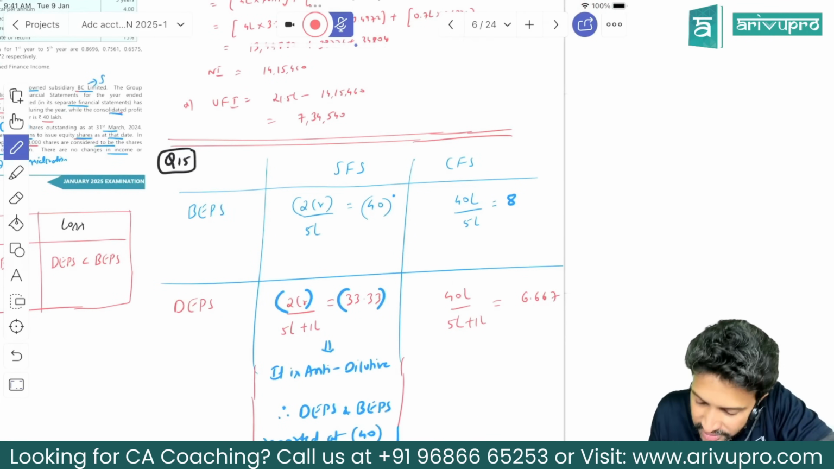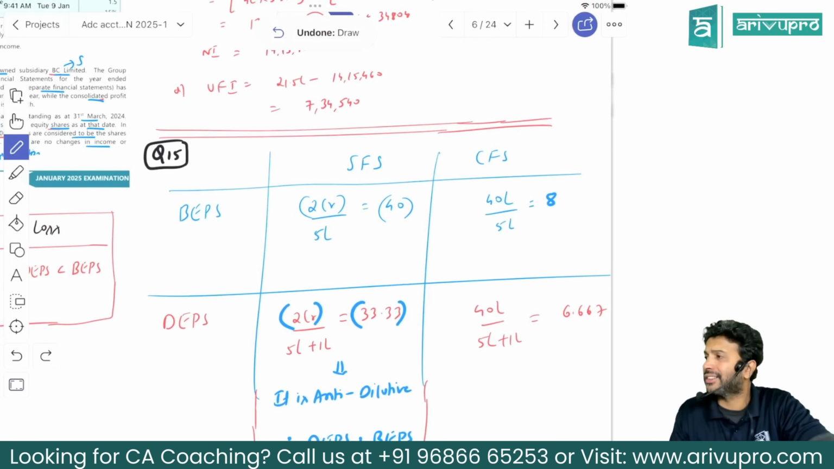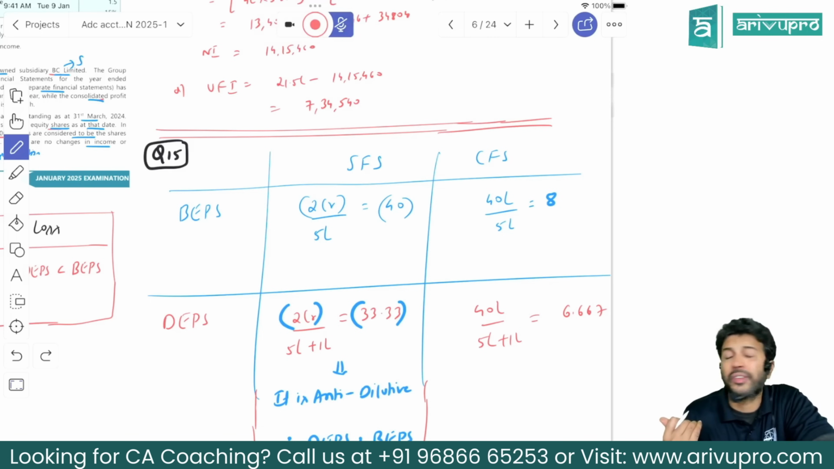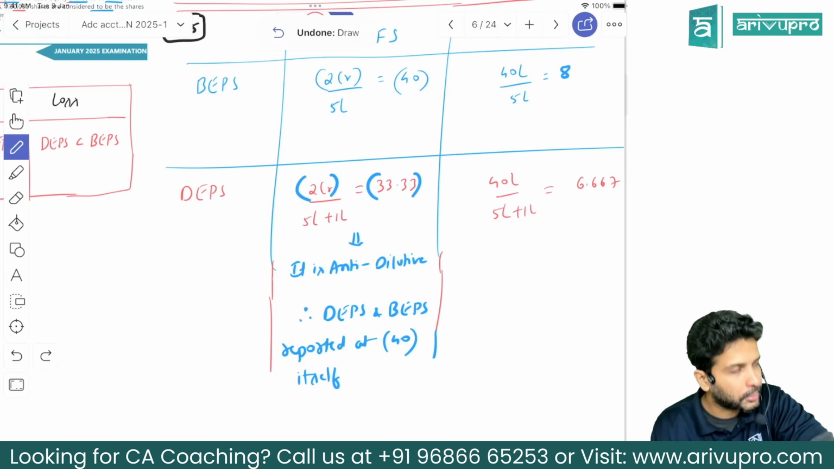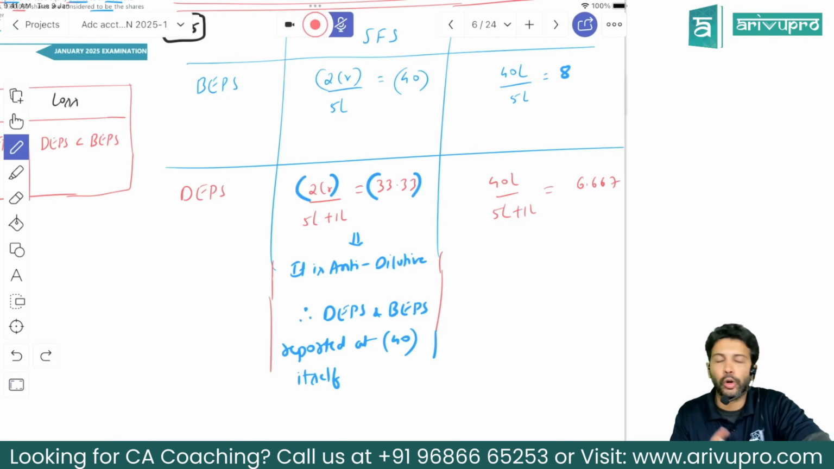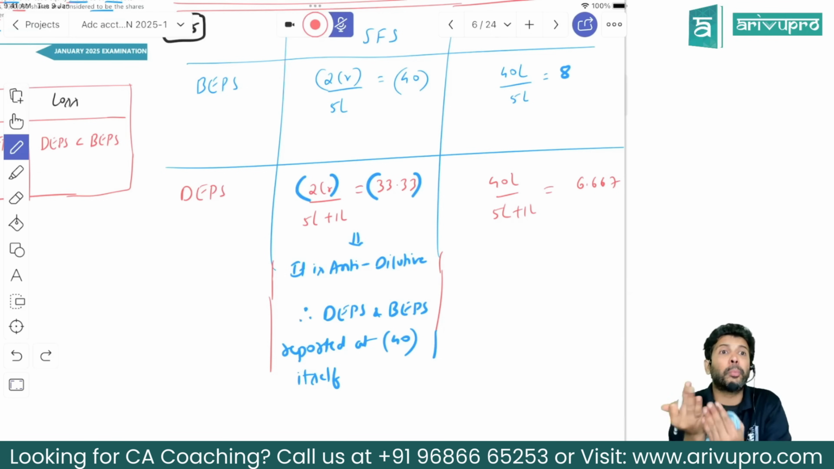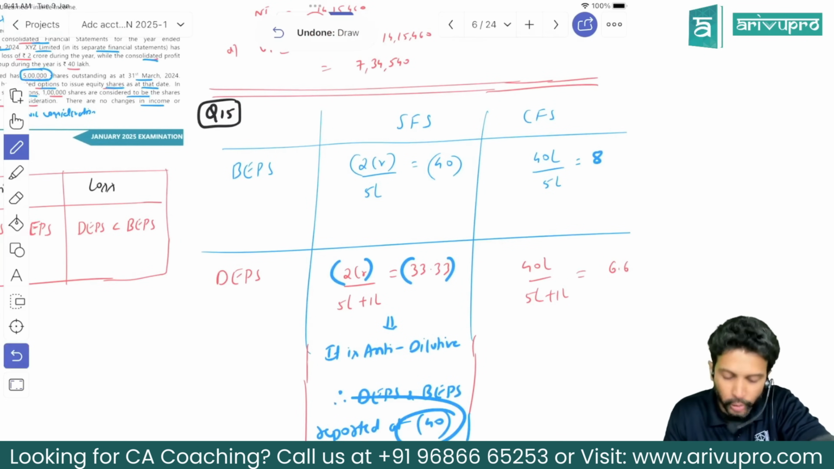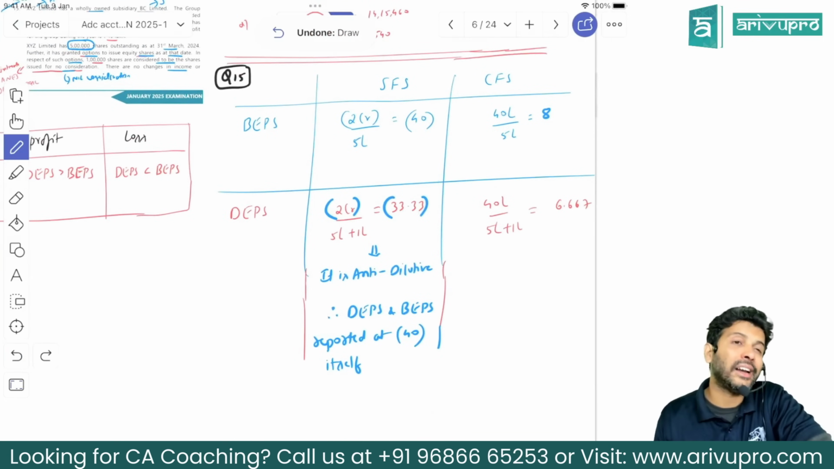So basic EPS at SFS level is how much? 40. But diluted EPS is 33.33. That means loss is actually reducing. So what sort of EPS is this? Normal or anti-dilutive? This is anti-dilutive. Anti-dilutive DEPS, do we report? No. In fact, I've told you also, whenever you get an anti-dilutive number, BEPS and DEPS you report at the same number. How much is BEPS? 40. That means DEPS also you'll report at 40 itself. This 33.33 you cannot report because it is anti-dilutive.